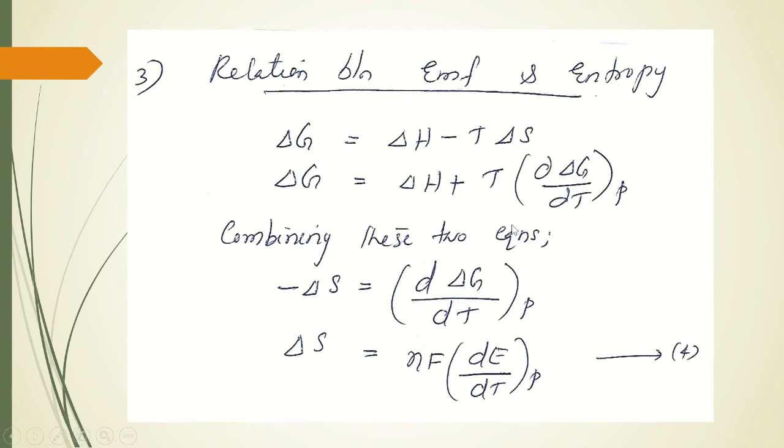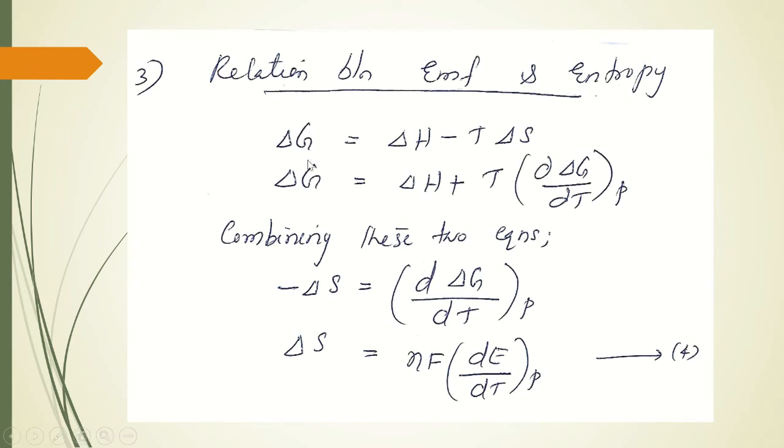Next one is the relation between EMF and entropy. Here again we have to find an equation which consists of an entropy term, delta S. So we can write delta G both in terms of the thermodynamic point of view and another one in terms of free energy, that is the relation we get from EMF. So we can write both of these equations: delta G is equal to delta H minus T into delta S, and again another relation, delta G is equal to delta H plus T into d delta G by dou T at P. And this relation we have got from the previous derivation.